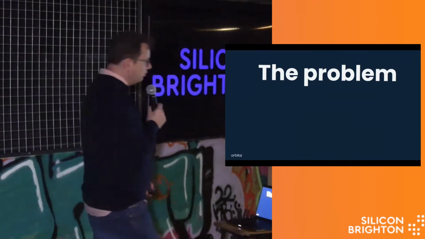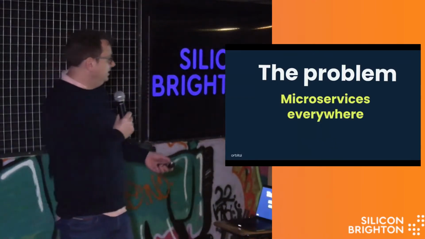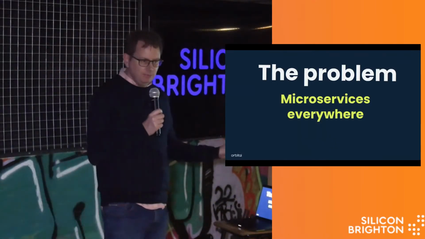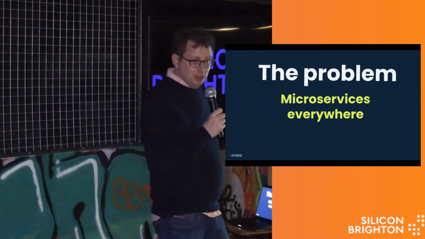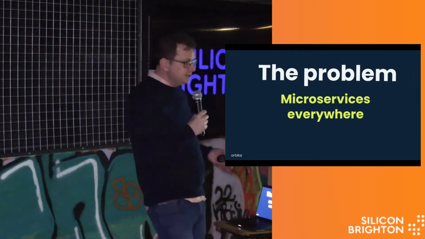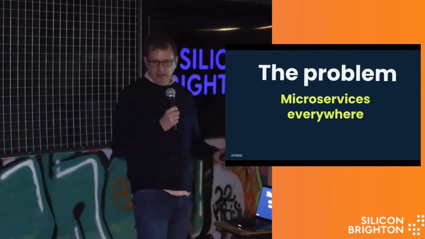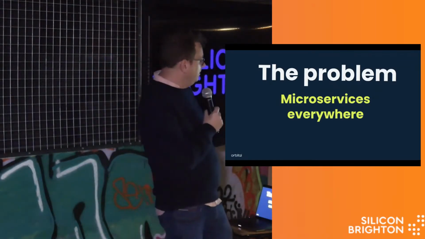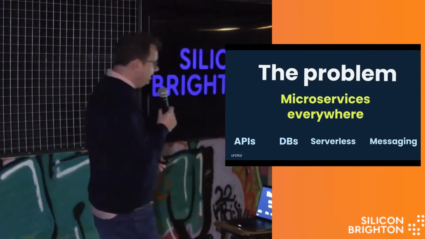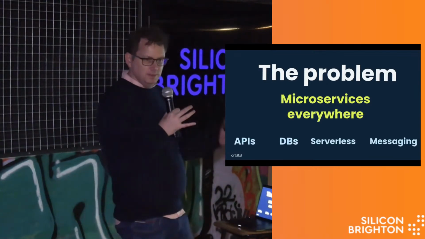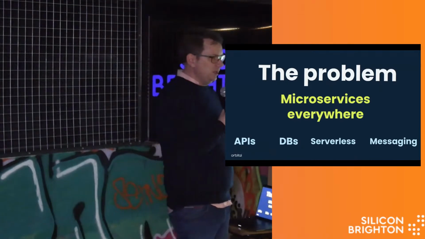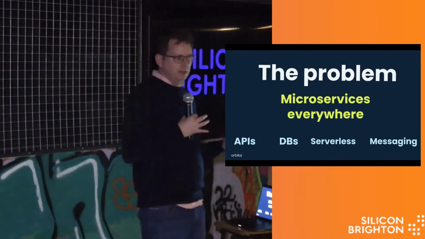So the problem that we are out to solve is that there are microservices everywhere. Okay, this is fundamentally a good thing. We've worked really hard to get to the place where it's easy for us to build and ship and create microservices. And by microservices, I mean lots of different things, right? I don't just mean a Spring Boot app. I mean things that we interact with through some kind of API.